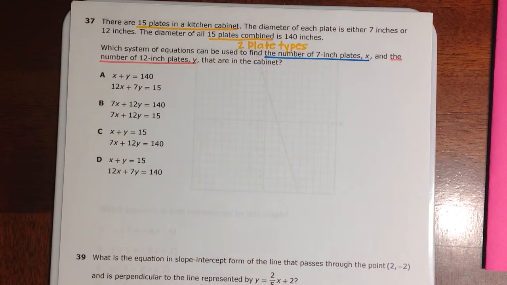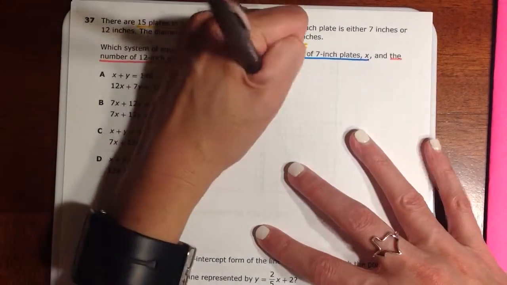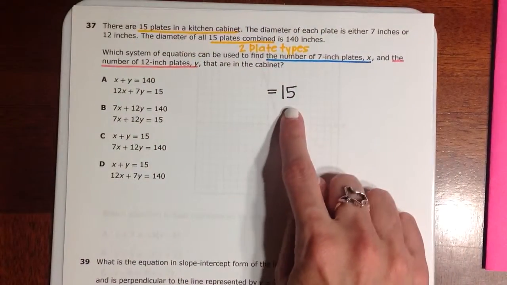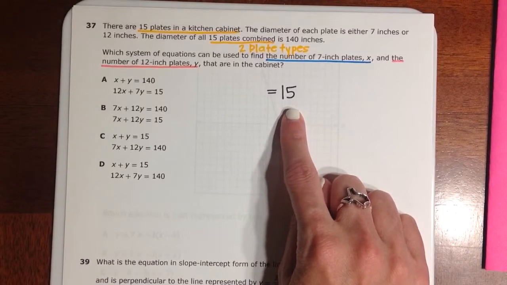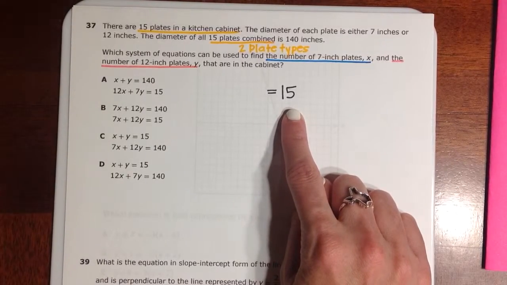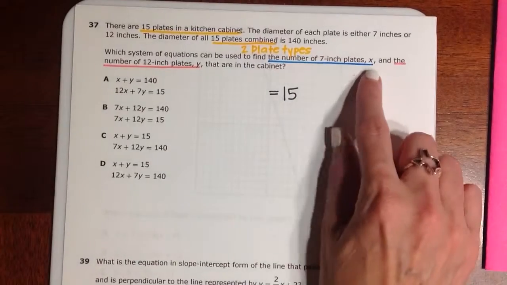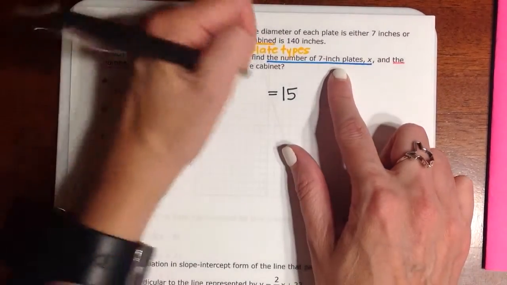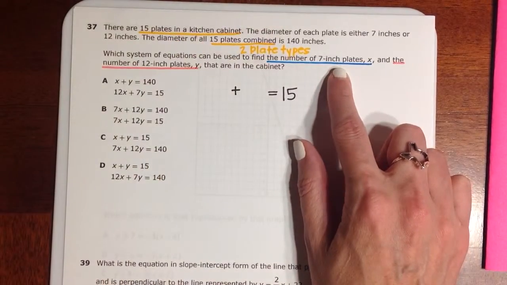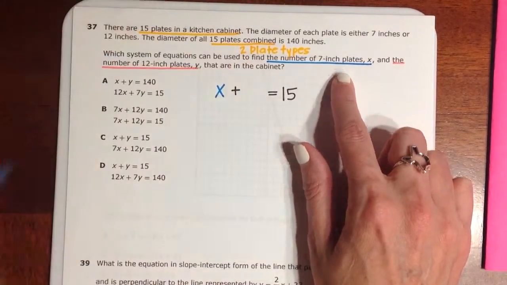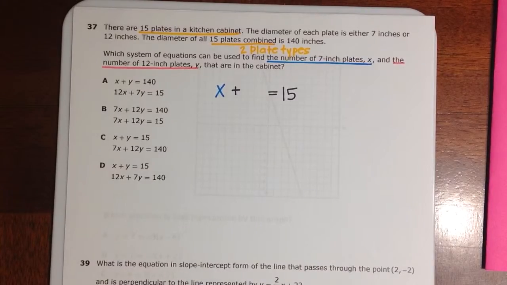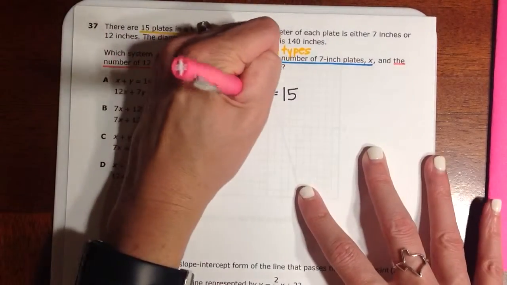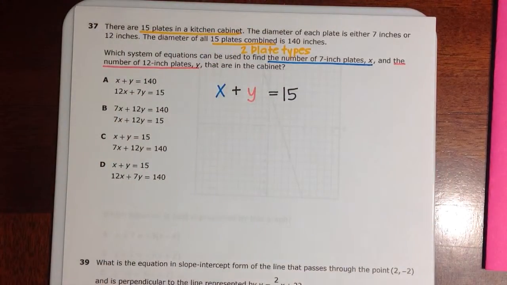So here's what I'm going to do. If I want to get a total of 15, remember your total always goes after the equal sign. If I put equals 15, this is talking about all of the plates. Well, what type of plates do we have? We have x number of 7-inch plates, so I would add those to get to 15. I'd count up how many 7-inch plates I have, and then count up how many 12-inch plates I have, that would be y, and that answer better be 15.